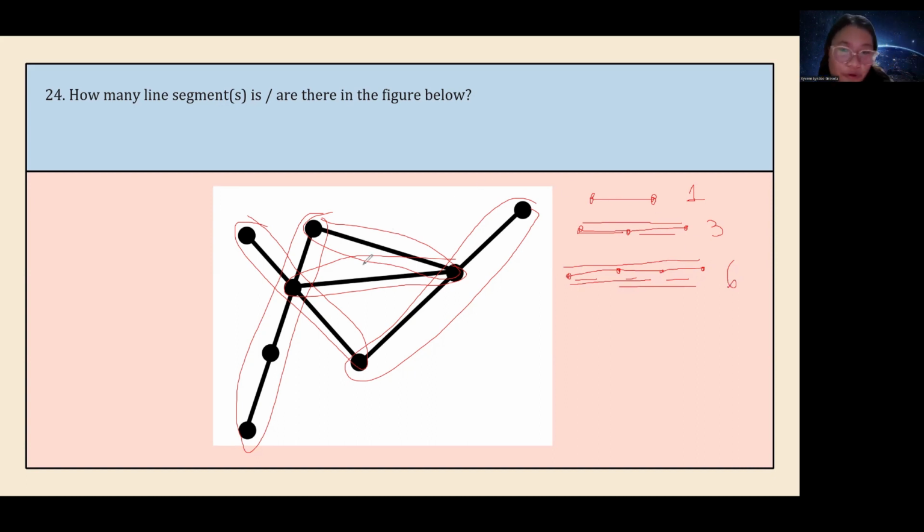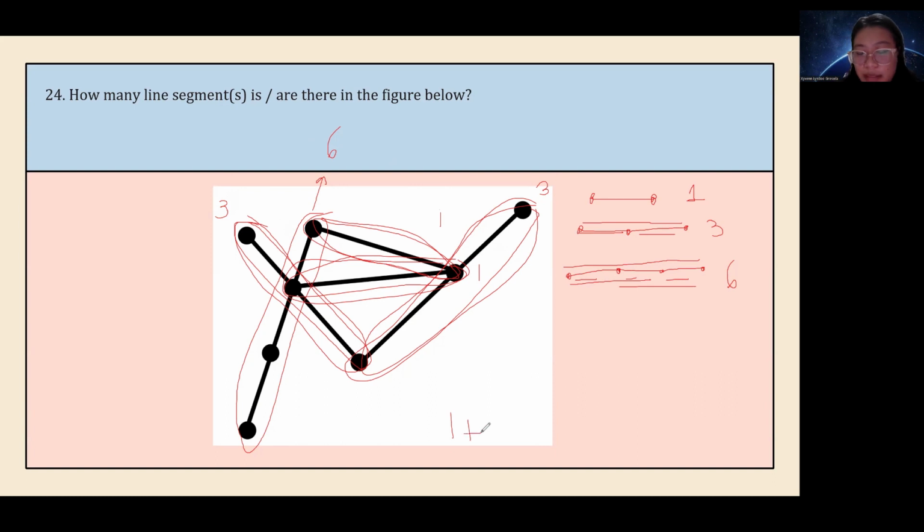Okay, so let's account for them here. This one is 4 points. We can get 6 line segments. This one, 3 points. We can get 3 line segments. 3 points again, we can get 3 line segments. And then 2 points here, 1 line segment. And then 2 points here, 1 line segment. So 3 plus 6 plus 1 plus 1 plus 3.